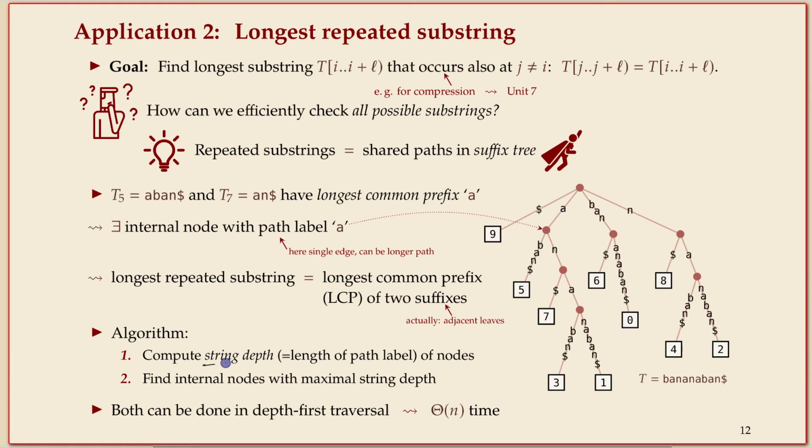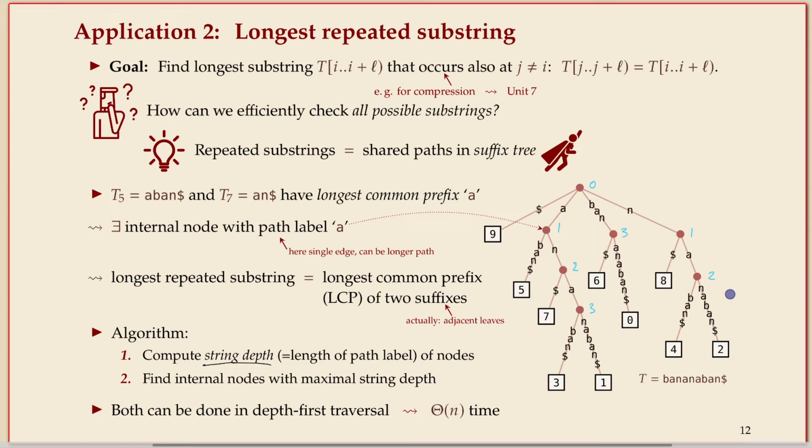And this brings us to what is called the string depth of a node. That's just the length of the path from the root. So maybe let's annotate the tree with these string depths. The root is at 0. Then here, this one has just A, so it's at 1. AN is 2. ANA is 3. This one has 3. It's just a single edge, but 3 characters.